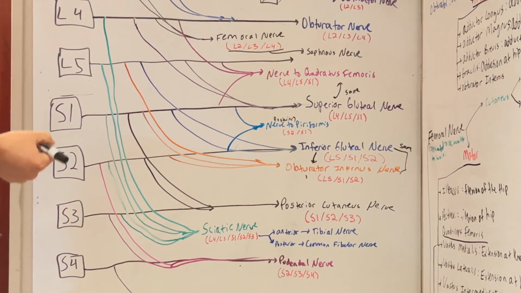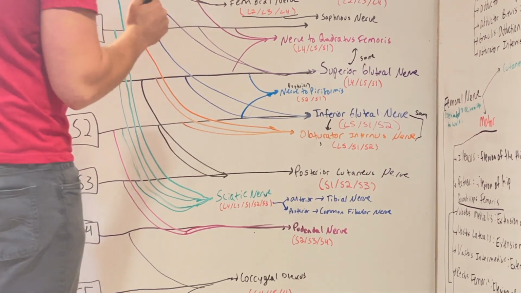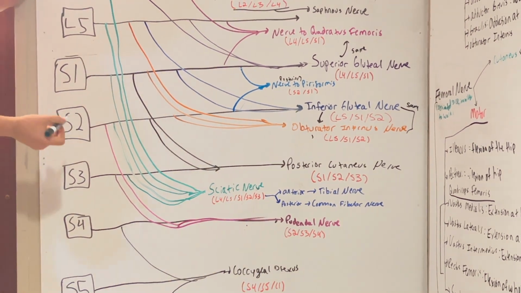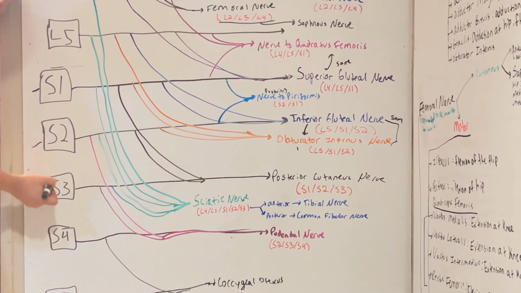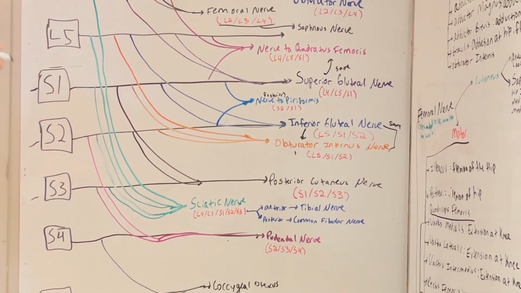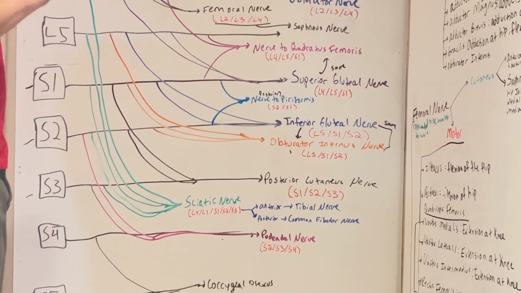Proceed down a little more. Adding, subtracting, right? We have the posterior cutaneous nerve. The posterior cutaneous nerve is S1, S2, and S3. Now, the biggest nerve we need to talk about is the sciatic nerve.